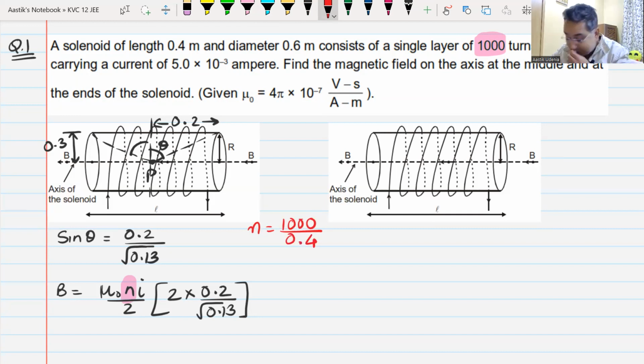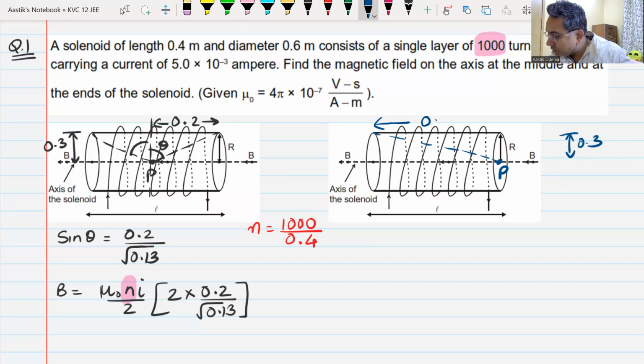Do we understand what I've written here? Yes, sir. So now you just put the values here and you will get the answer for this case. In the second case, what will happen is point P will go here. In this case, one angle is 0. You just have to find out one angle. This angle and this angle, I think, is very simple to find out. This distance is given as 0.3 and this distance is given as 0.4.